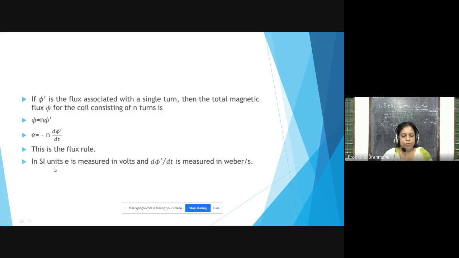So this is a very important law. That is the Faraday's law. After this, we are going to see the Lenz law, which gives the direction of whatever is the Faraday's law. So we have seen Faraday's two laws. Once again, you'll see that.